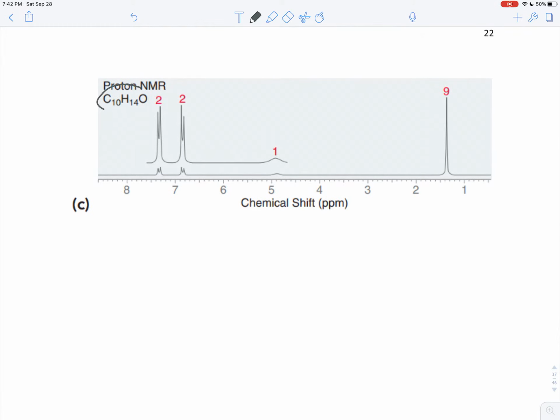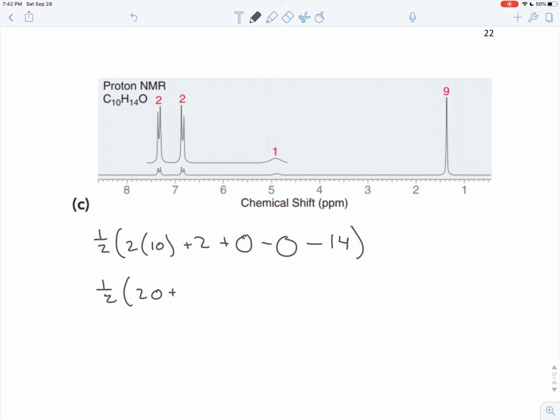Okay, so in this next one, we have our molecular formula. We would have gotten that from mass spectrometry. So we'll take the hydrogen deficiency index, that's 1/2 times 2 times the number of carbons, which is 10, plus 2, plus the number of nitrogens, which we don't have any, minus the number of halogens, which we don't have any, minus the number of hydrogens, which is 14. So that's 1/2, 20, plus 2, minus 14. It's 1/2 of 22 minus 14, which is 8. And so that's 4.